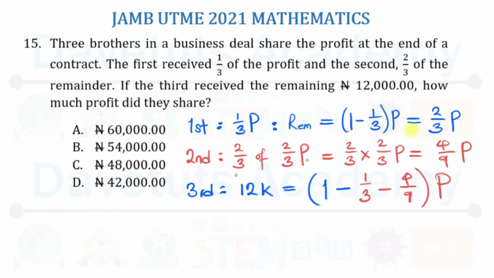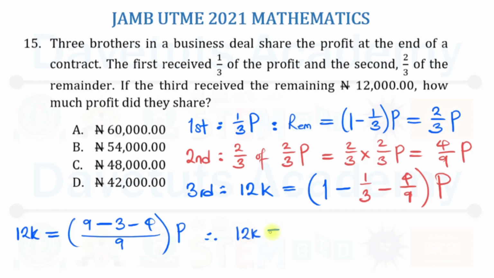Then I can say that means that inherently 12,000 is equal to, 9 is the LCM. In this fourth case, I will have 1. And for 1 in 9 is 9. 9 times 1, that is 9. Then 3 in 9, that is 3. 3 times 1, I'm having 3. Then the third one is just a straight case multiplied by P. So from here, I can just say 9 minus 3, that is 6. 6 minus 4, that is 2. So I'm having 12K is equal to 2/9P.